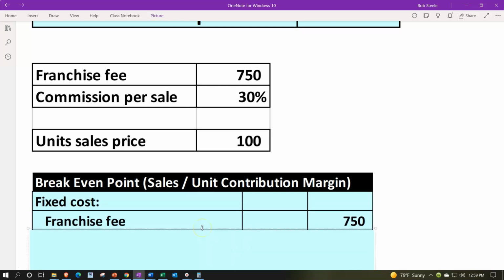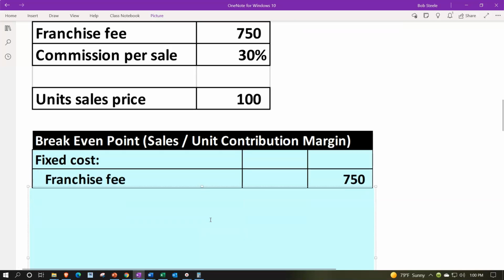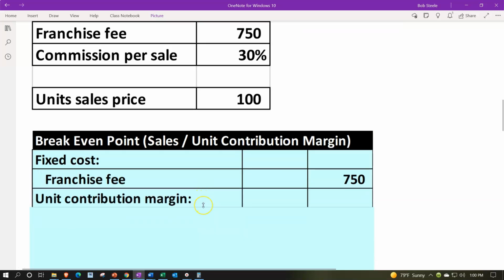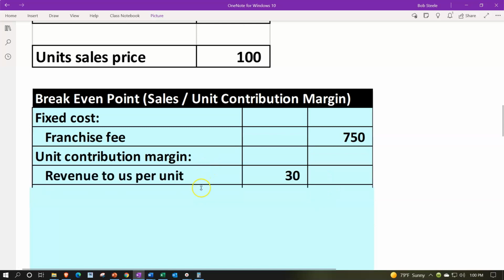So in that case, we would break this out. The standard calculation would be that we're going to take the fixed costs divided by what we would call the contribution margin, which would be the gain that we're going to get per unit sale. So typically it would look something like this. You'd say the 750 is our fixed cost. That would be like the rent on a hot dog stand, or like the franchise fee here. And then the contribution margin in this case is going to be the revenue to us per unit, which I'm just going to say is every unit we sell, we get 30% of it.